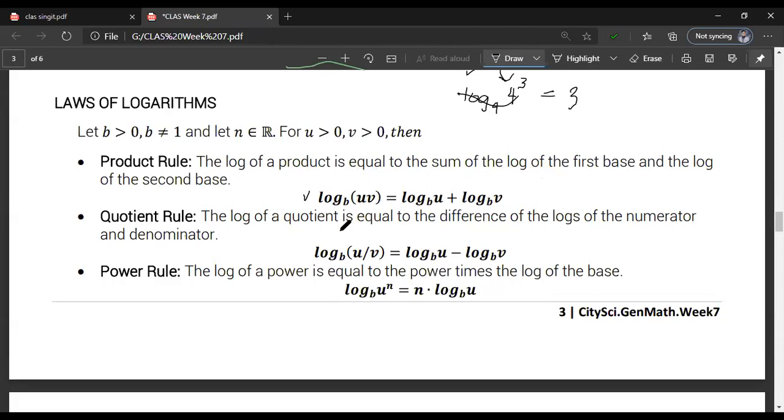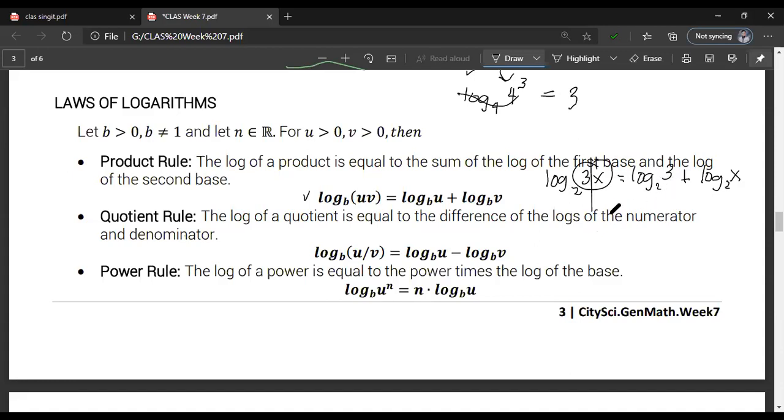So, example. Kunwari, logarithm of 3x with the base 2. So, kung papahabain natin siya or i-rewrite natin siya using the product rule, paghihiwalayin natin si 3x. So, meron tayong dalawang factors, 3 and x. So, we have logarithm of 3 to the base 2 plus logarithm of x with the base 2.